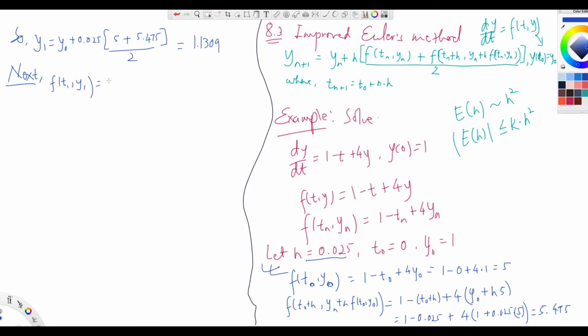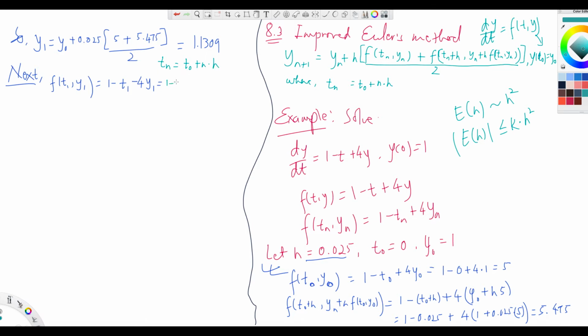F of t1 y1 will be 1 minus t1 plus 4 of y1. You see that? What is t1? So t sub n equals t0 plus n times h. Let us write down that: t sub n equals t0 plus n times h. So if you do that, what will be t1? T1 will be t0 plus 1 times h. That is 0 plus 0.025, right?